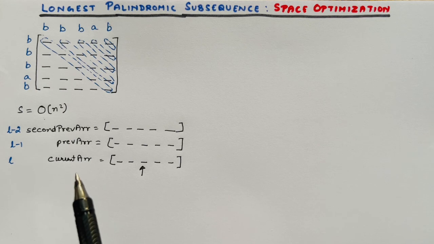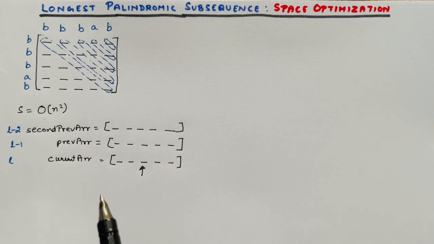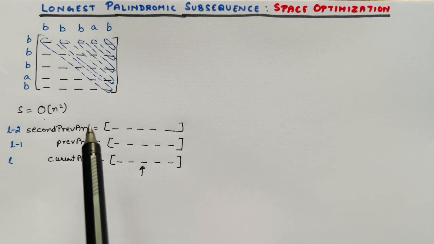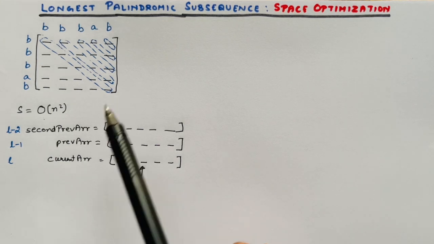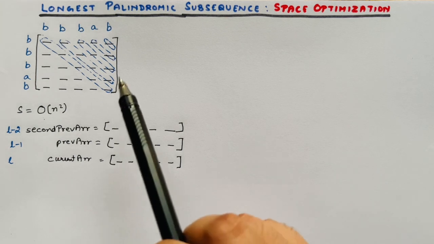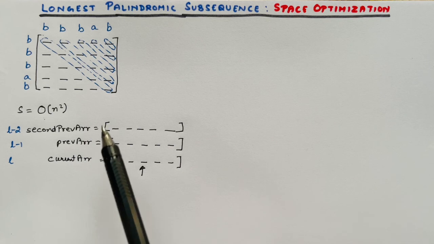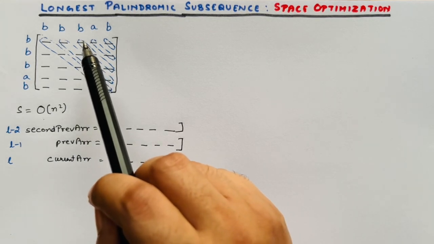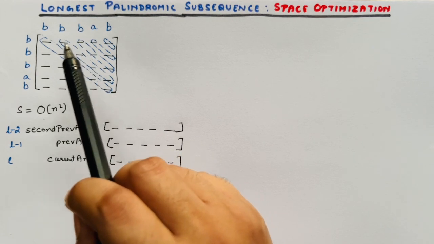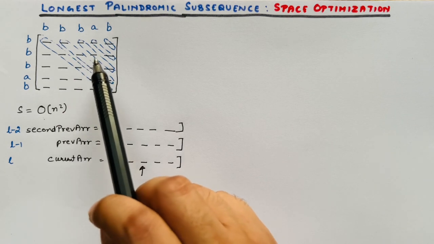Now, before solving this, let us first try to understand what these arrays represent. So since each of these arrays correspond to each of these diagonals, let us try to understand what does any particular diagonal represent. Any particular diagonal represents all substrings of a particular length. Consider this third diagonal. What does this element represent? This element represents that the substring begins from first B and ends at third B. What does this element represent?